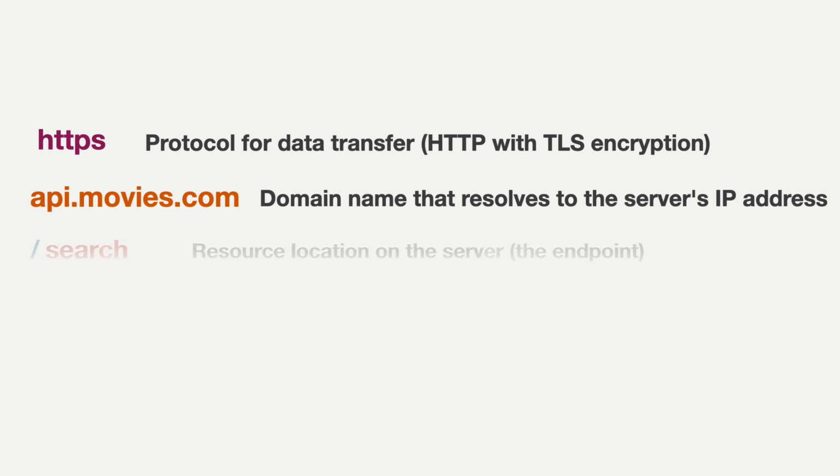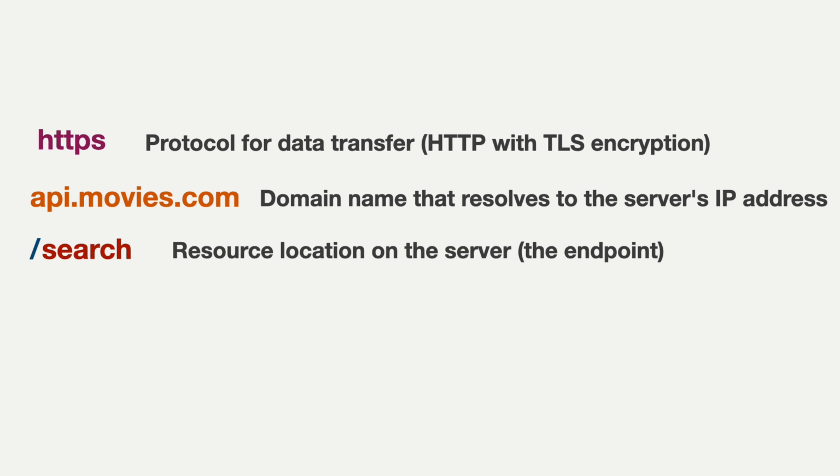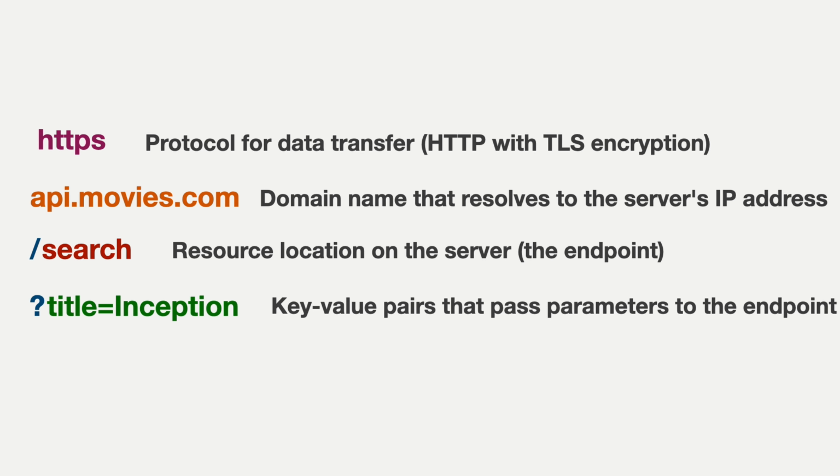Then there is the path. This specifies the resource or endpoint on that server. It's telling the API, I want to use your search function. And finally, the query parameter. This is how we pass specific data to the endpoint. The question mark starts the query string, and we're saying we are looking for a movie with the title Inception. Here's the key. You can't just make these up. Every API documents exactly what paths and parameters it accepts. The documentation is your contract. You follow what the API specifies, not what you think might work.